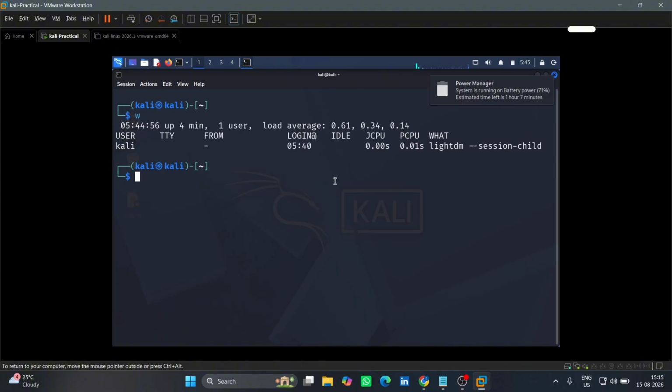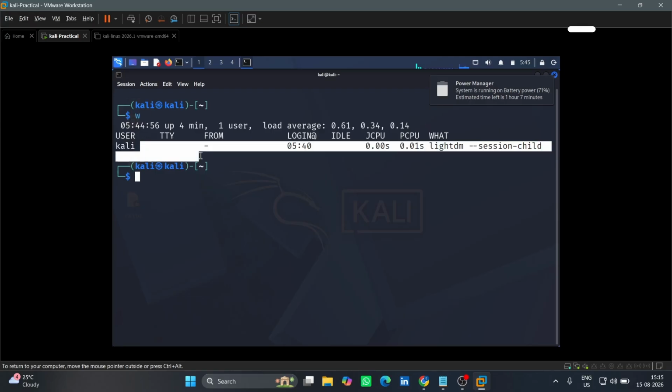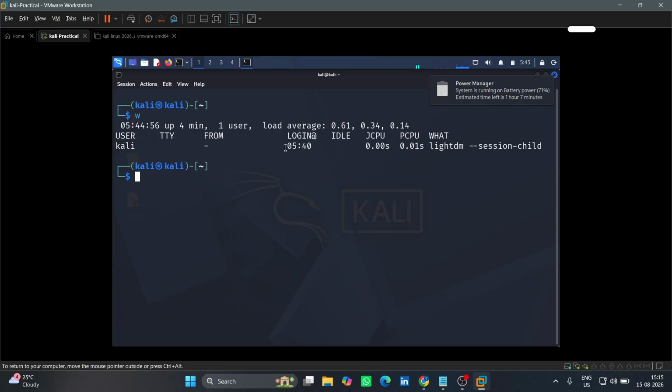Yes, here is some more information, right? If you write w, then you can find out the user which was logged in and when it was logging in. I have taken login at 5:40, and yeah, I don't think there is much information to extract.